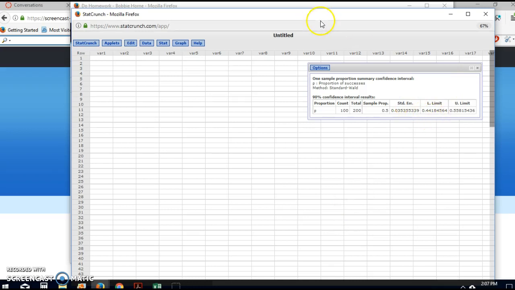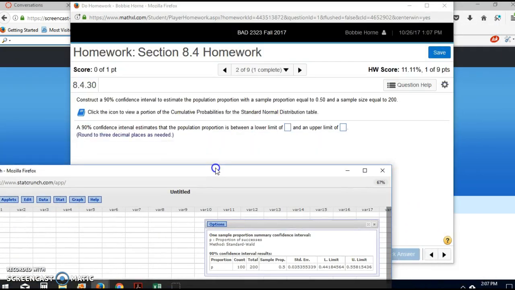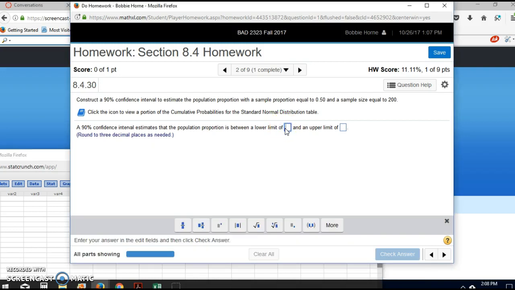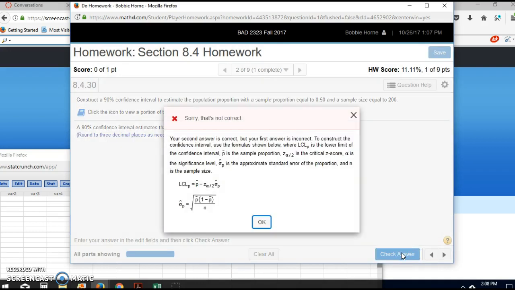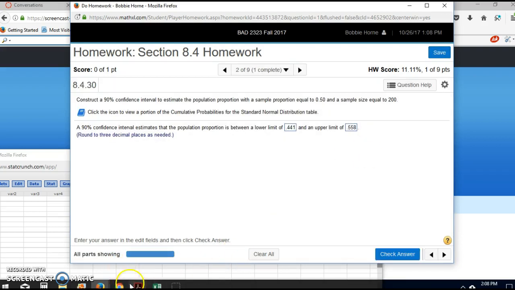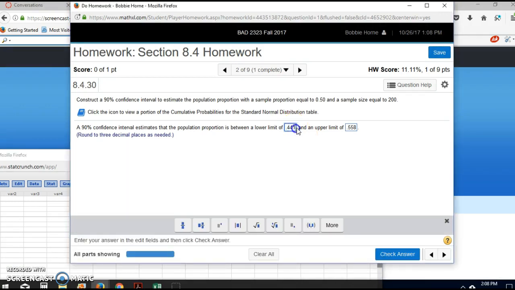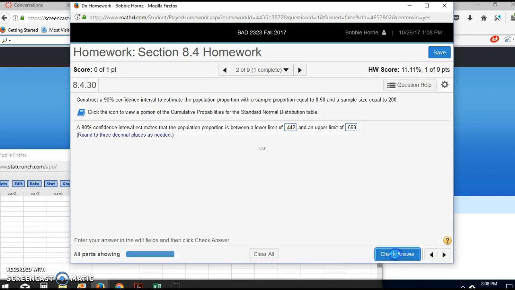So our lower limit, let's see what we need to round to. 3 decimal places. Our lower limit is 0.441 and our upper limit is 0.558. Oh, let's go back and make sure I entered everything correctly. 0.442 and 0.558. Let's try it and see if that is right.